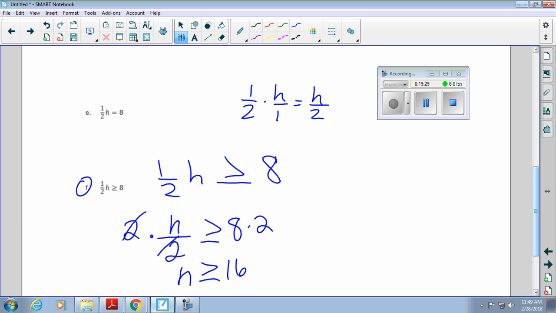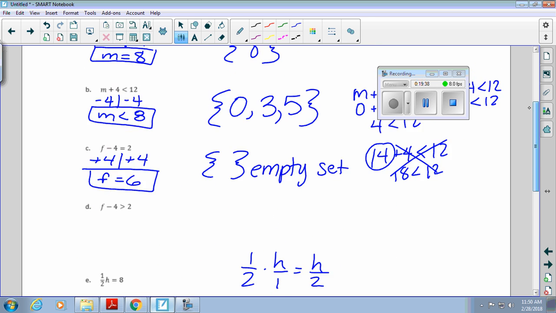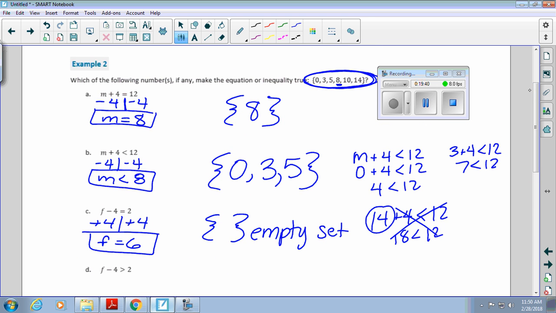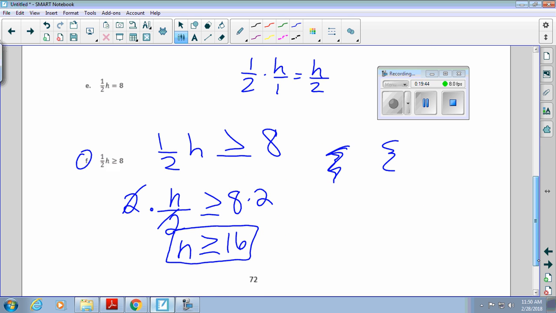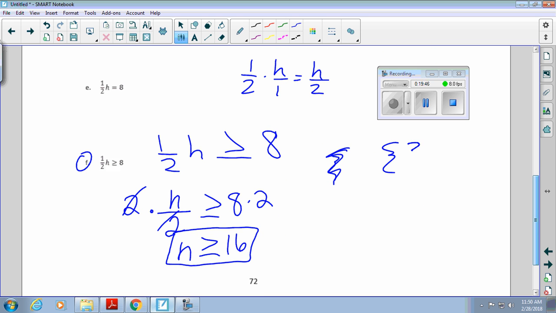So again, here's our answer, but we need to figure out which of those, that is a terrible set of brackets, what works from up here? Are there any numbers that work? No, because we don't have any that are greater than or equal to 16. So we're going to put an empty set.